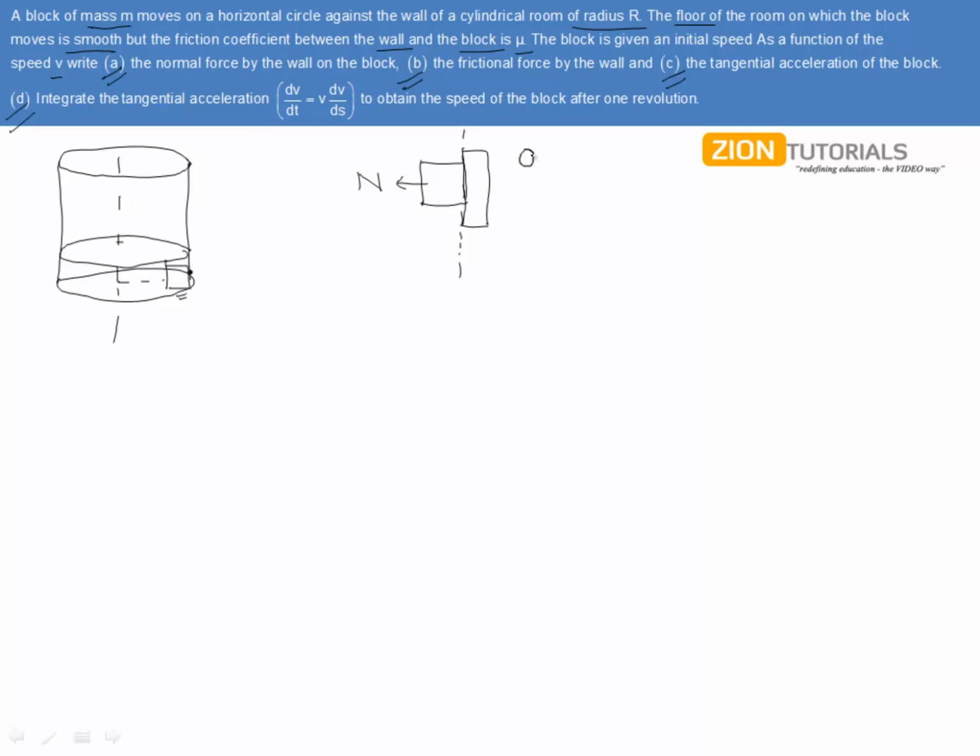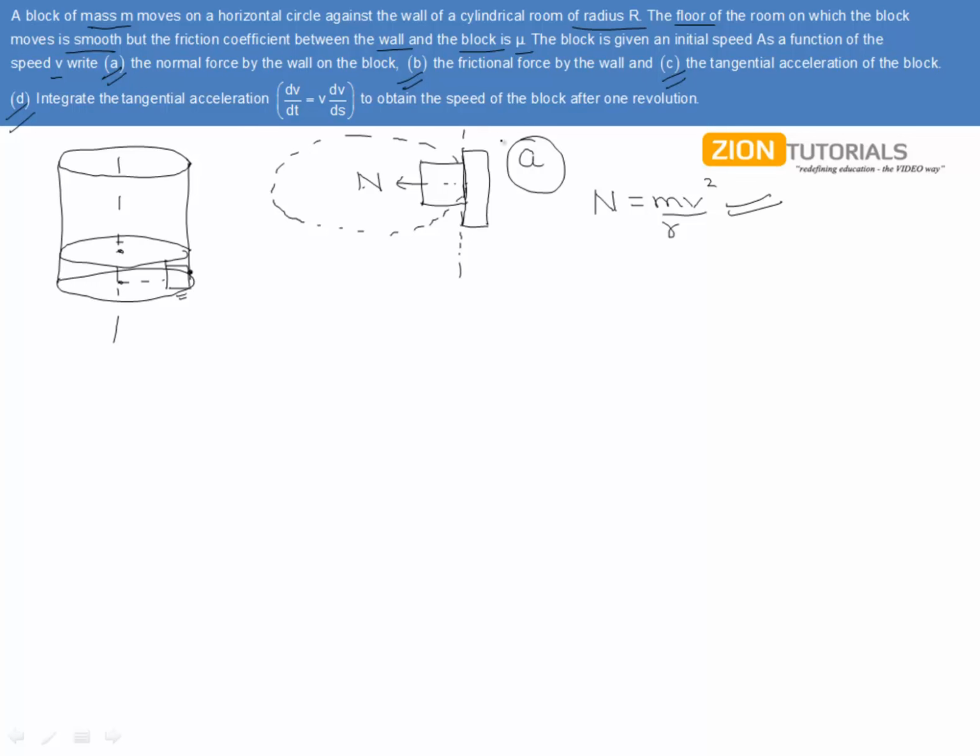Working out the first part of this problem, we need to find the normal force by the wall on the block. Since this normal is towards the center of the circle in which this block is rotating, completing its circle, this normal will be providing the necessary centripetal force. So this will be equal to the centripetal force, which is mv square by r.